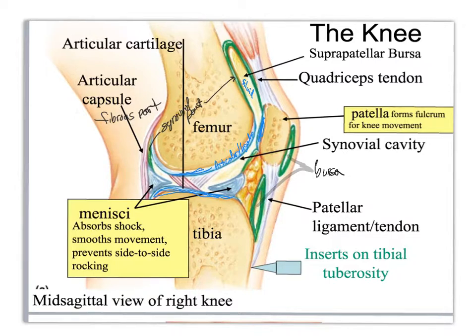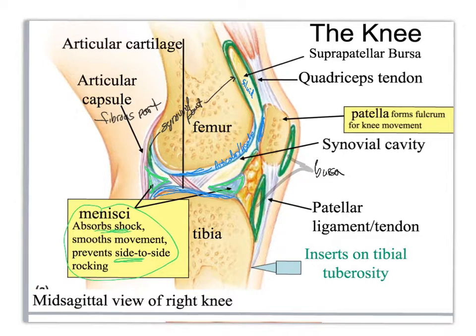Then, pick another color. Right here, we see the cut edges of the half-moon-shaped meniscus, okay? Memorize the definition. Absorbs extreme shock. So this is the pounding of the femur against the tibia. And also, when your knee is locked, it prevents side-to-side rocking so that you don't blow out your knee when you're standing upright. Okay?